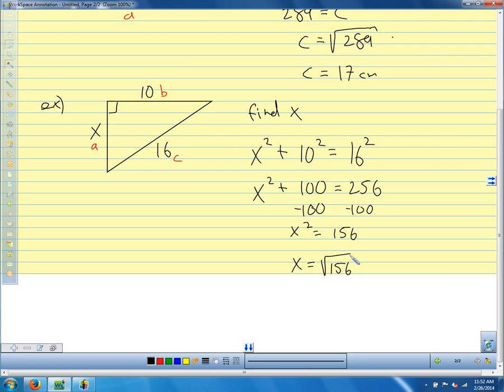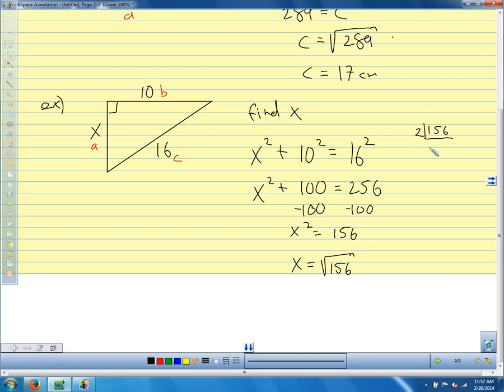And this, unfortunately, doesn't come out nice and even. So let's simplify the square root. Let's write it in simple radical form. One trick that I use for this, and I think I've showed it to you before, is called upside down division. We divide this number by the smallest prime number that will divide into it. I know 156 is even, so we can divide it by 2.